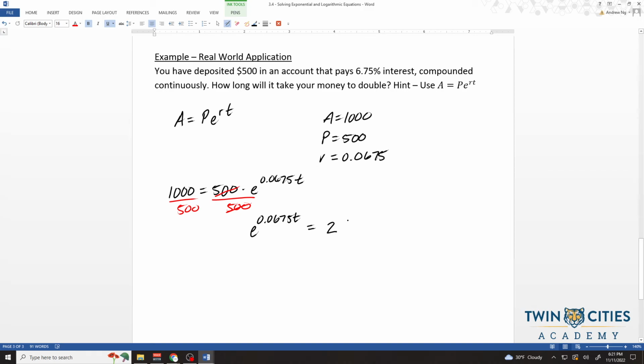Well, now this is just like one of the problems that we worked on earlier. I've got e to some power, and what I need to do is get this power down to the main line here, getting rid of this e. Well, how I can do that is I'm going to take a logarithm of both sides. Since this is e to some power, I'm going to do the log base e of both sides, or in other words, the natural log of both sides. So the natural log of e to the 0.0675t is equal to the natural log of 2.